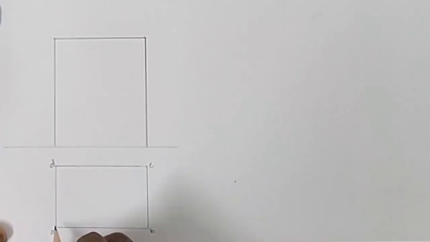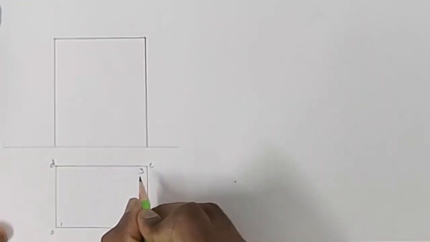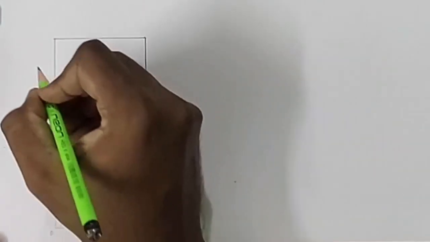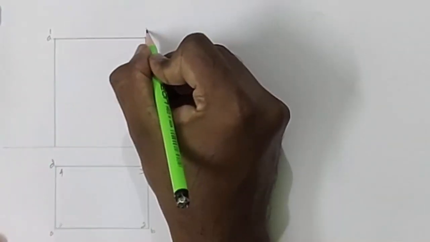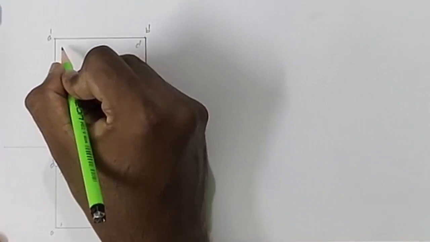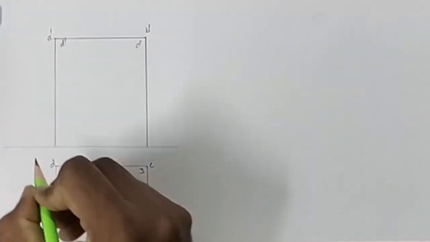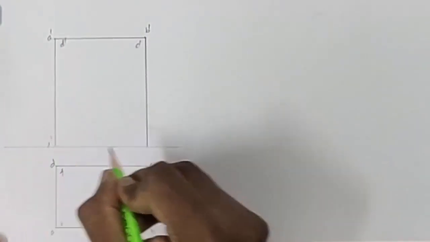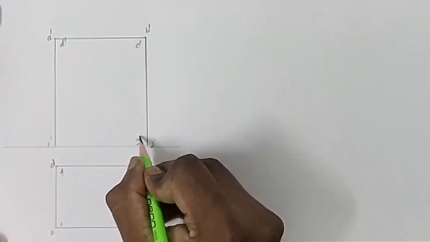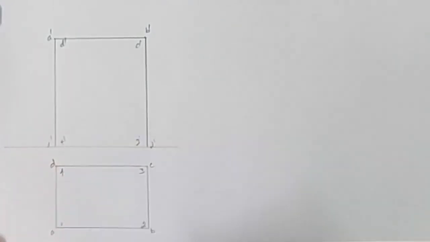I have named the top surface as ABCD and the bottom surface as 1, 2, 3, 4. The top surface is A dash, B dash, C dash, D dash, and the bottom surface is 1 dash, 2 dash, 3 dash, and 4 dash. Now let us get into the isometric view.